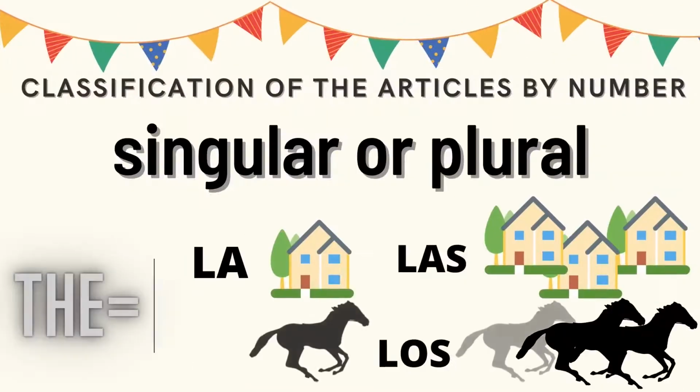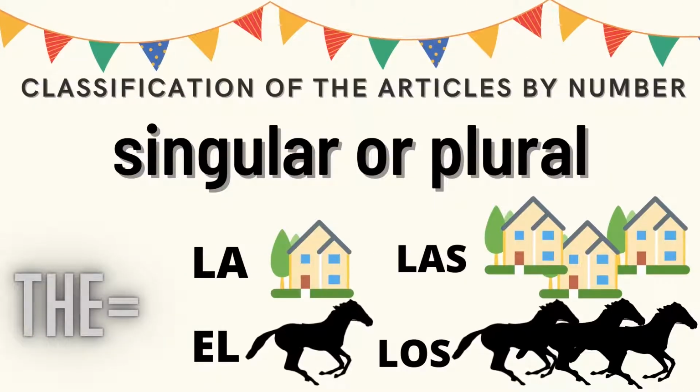And now we will see the classification by number. We have singular or plural. For example, if we have one house, we say la casa, but if we are more than one, we will have to move to the plural. We will say las casas. And if we have the horse, we will say el caballo because it's masculine, and if we have more than one, we will say los caballos because they are plural.